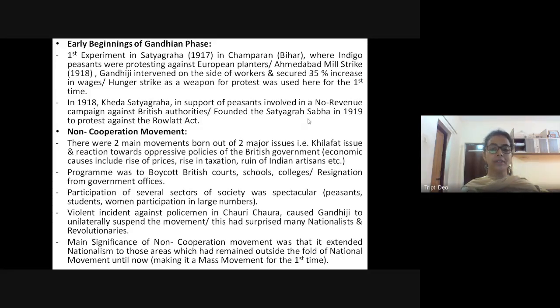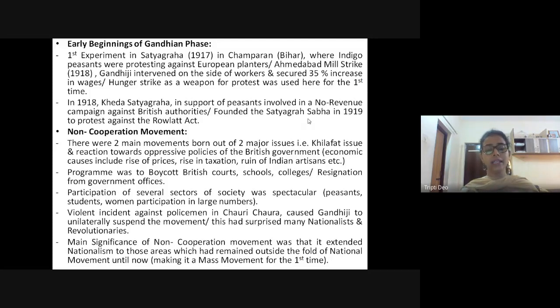Gandhi intervened on the side of workers and secured a 35% increase in wages. Hunger strike as a weapon for protest was used here for the first time. Right? So these were some of the early experiments, some of the early interventions that Gandhi did in India. And let me tell you that Gandhi, when he came to India, for the first 2-3 years, he just traveled across India to understand the ground reality of what people are facing, or what people want from the British.